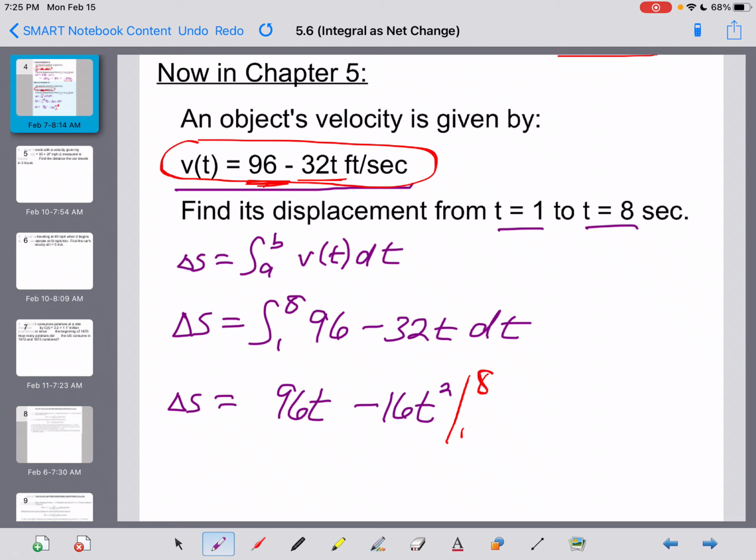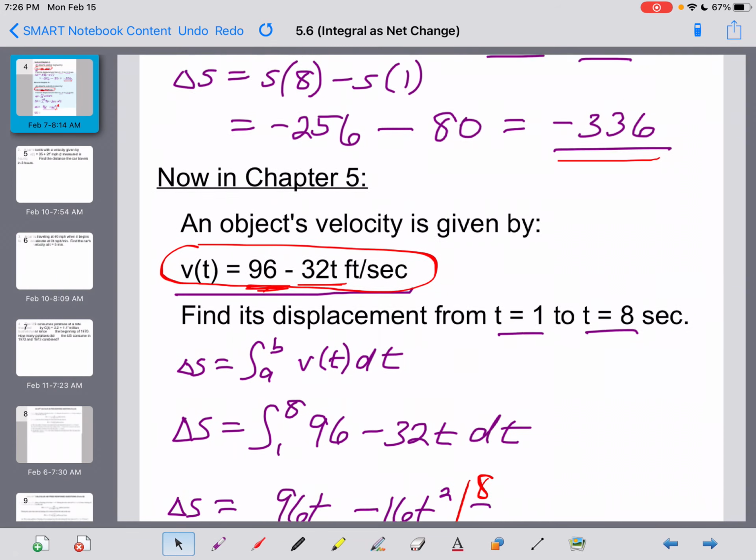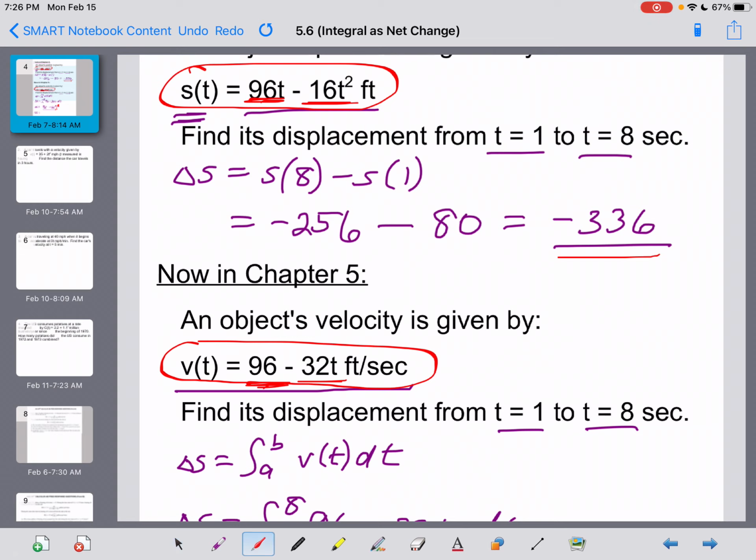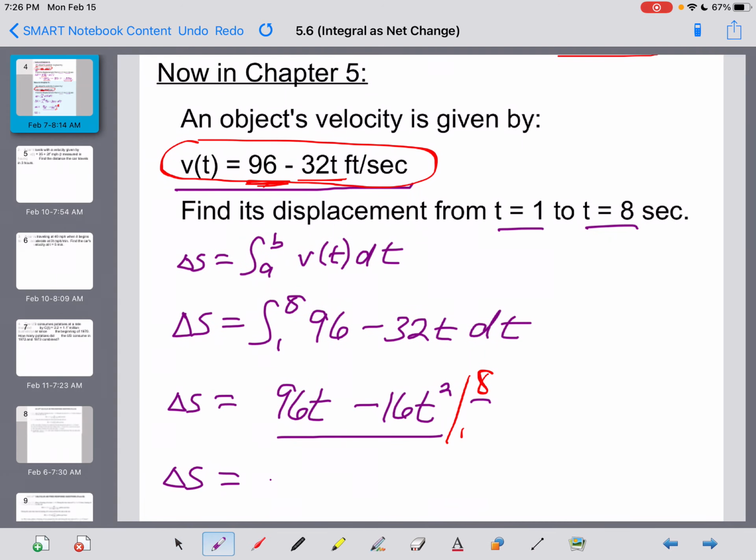Well, this looks really familiar now, because I already know what happens when we plug an 8 into this expression: the 96 times 8 minus the 16 times 8 squared. I hate to assume, but that's going to give us the exact same number we got when we put the 8 into the s function. We are going to get a negative 256 by putting the 8 in there, and then minus an 80, and that's going to get us the exact same result of negative 336.